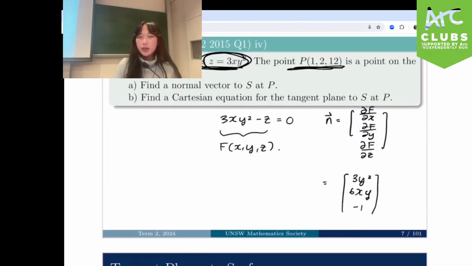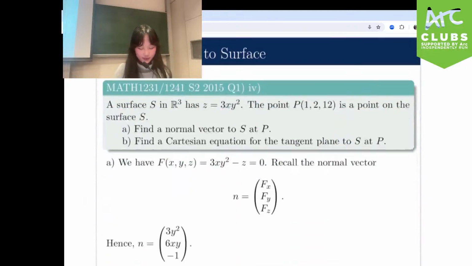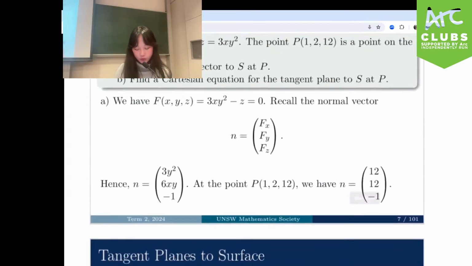So we're not quite done yet because when we want to find the normal vector, we also have to sub in our point, P. We want to make this x, we want to make this y, and we want to make this z to get the actual vector. I don't have a calculator on me, but the slides do give us the final numerical value, which will be this.